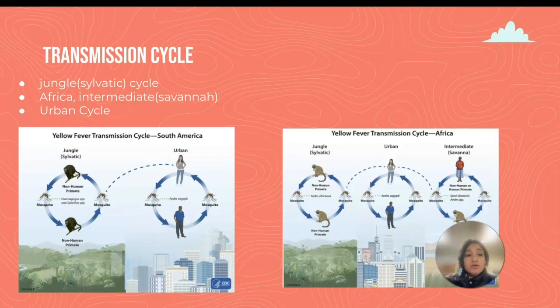For the urban cycle transmission, it involves the virus between humans and urban mosquitoes, primarily Aedes aegypti, which is the type of mosquito we talked about earlier. The virus usually is brought to the urban setting by a human who was infected in the jungle or savanna earlier on.